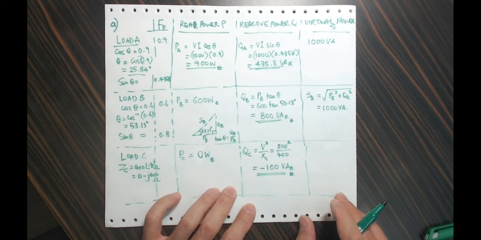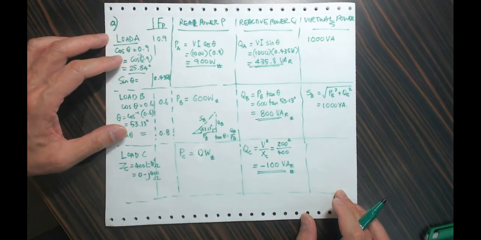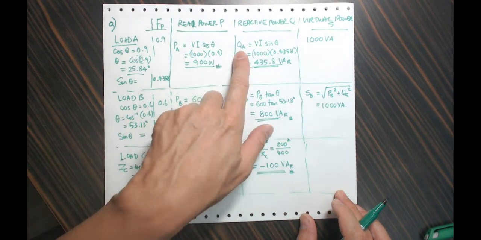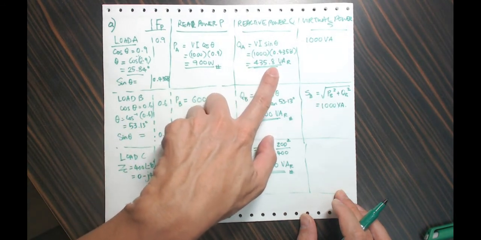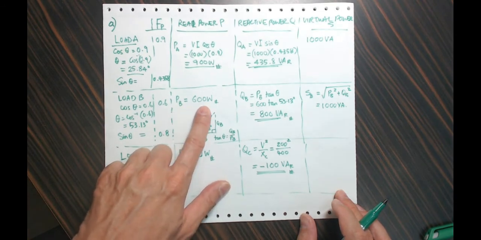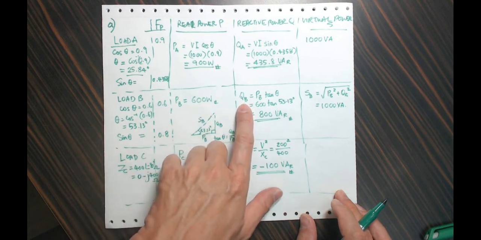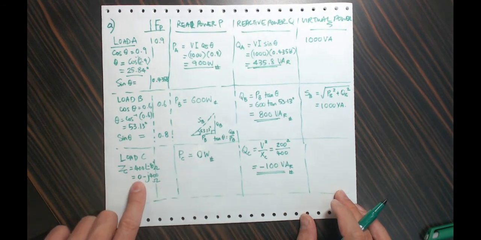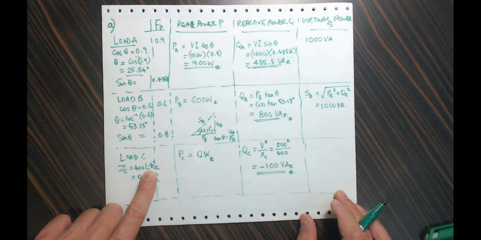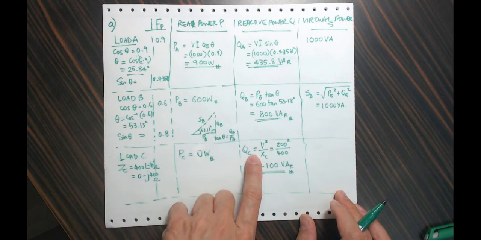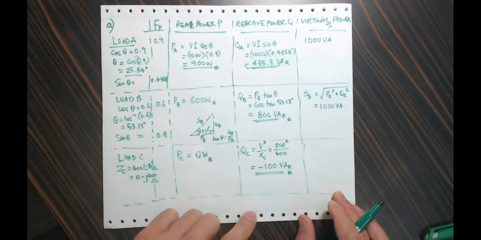Alright, so my first part of this answer, the real power for PA is 900 watt, QA reactive power 435.8. PB, the real power of load B, is given as 600 watts. Therefore, QB is 800 VAR. PC is 0 because basically this is a capacitor, so there is no resistance. Therefore, the real power is 0. Whereas QC is minus 100 VAR. So that's for part A.